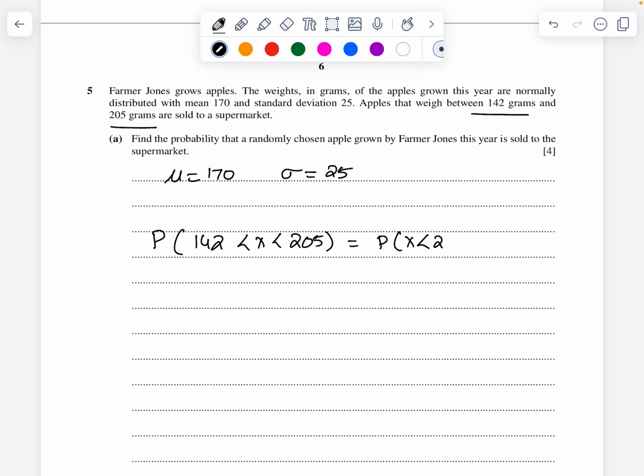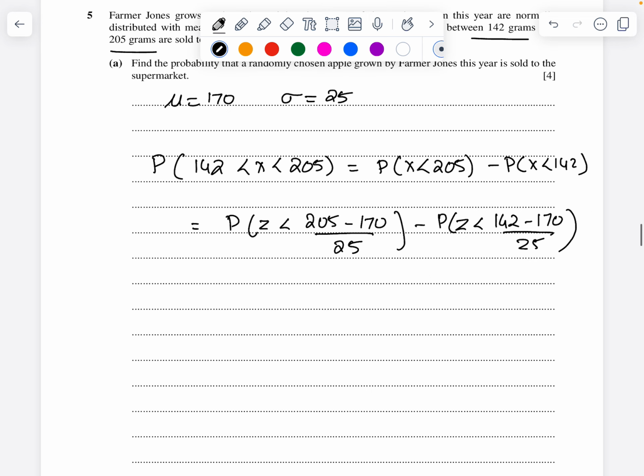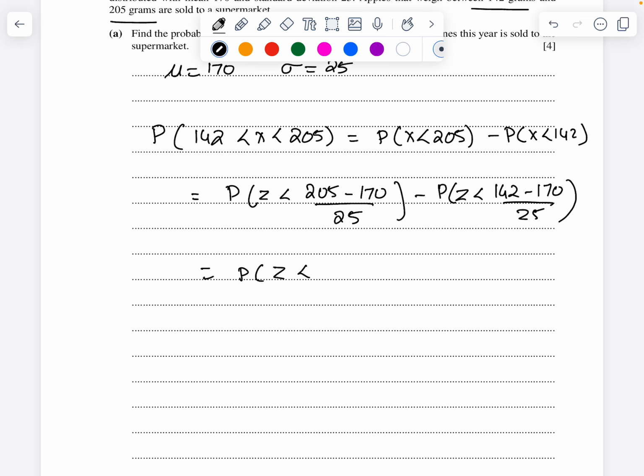So it is the probability of X less than 205 minus the probability of X less than 142. Convert into Z: probability of Z less than (205 minus 170) divided by 25, minus probability of Z less than (142 minus 170) divided by 25. So this becomes probability of Z less than 1.4 minus probability of Z less than minus 1.12, which is probability of Z less than 1.4 minus (1 minus probability of Z less than 1.12).